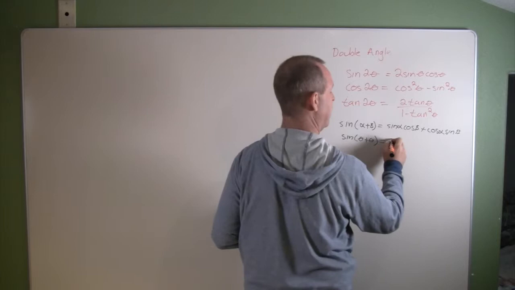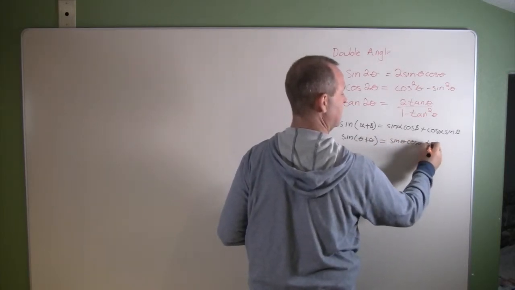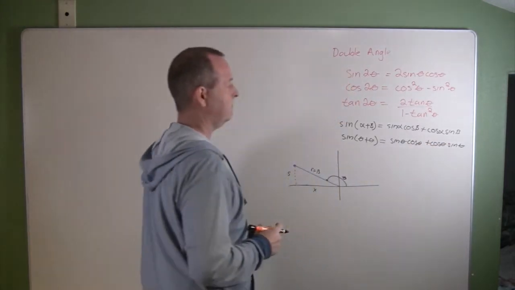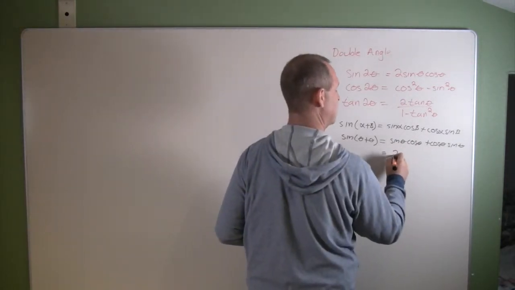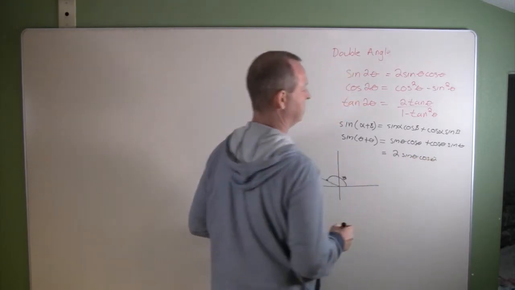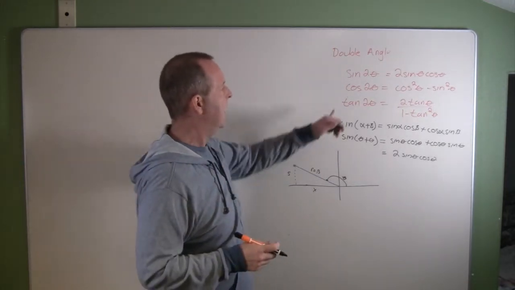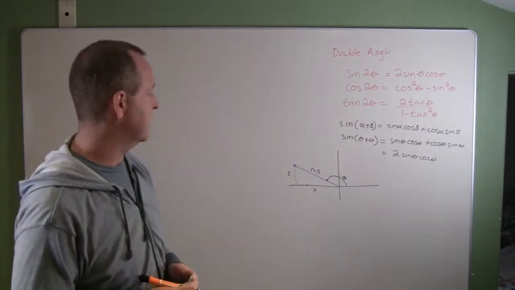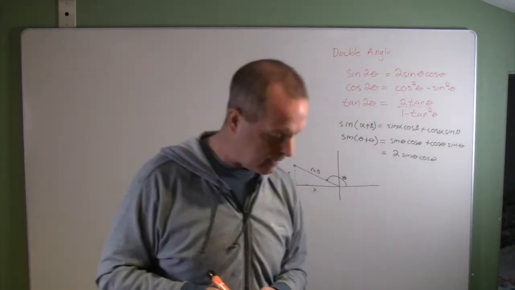So then I'd have the sine of theta times the cosine of theta plus the cosine of theta times the sine of theta. And these are the same two terms, so I can rewrite that as 2 times the sine of theta cosine theta. And so that's how we derive the double angle formulas. And this process is similar to finding the double angle of cosine and the double angle of tangent. So let's look at another problem of how we can use these types of ideas.